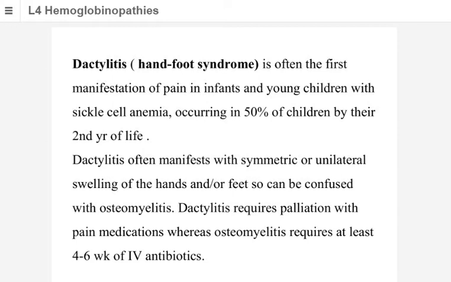Hand-foot syndrome, or dactylitis, is often the first manifestation of pain in infants and young children with sickle cell anemia, occurring in 50% of children by their second year of life. Dactylitis often manifests with symmetric or unilateral swelling of the hands and or feet. It can be confused with osteomyelitis, but dactylitis requires only pain medication, analgesia, whereas osteomyelitis requires heavy doses and at least 4 to 6 weeks of IV antibiotics.